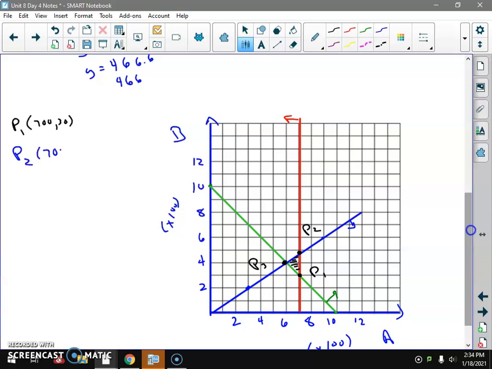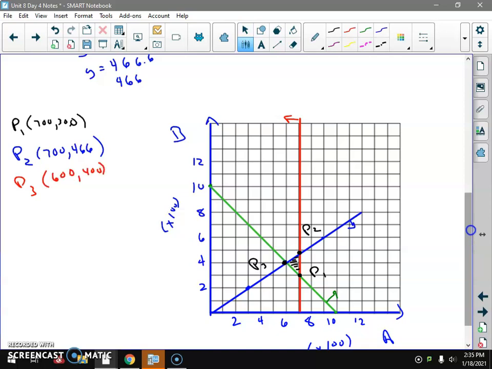Point 2, 700, 466. I don't think I meant to say that 730. I meant to say 700, 300. And then point 3. What do we got there? A little bit easier point. That's right on the money, 600, 400. Got it.